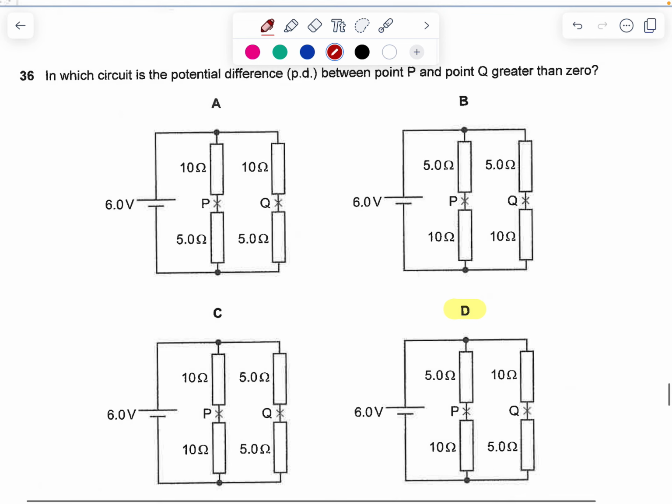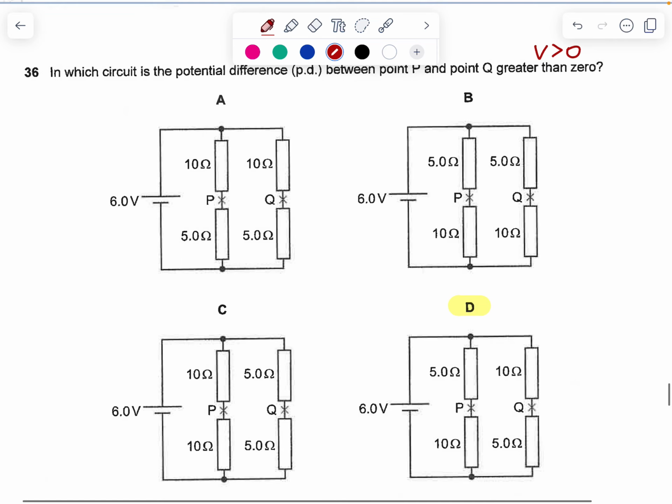Question 36. In which circuit is the potential difference V greater than 0? So in this question, similarly, you can assume the voltage. The EMF is 6 volts for all of them. For this, it should be 4 volts, and here will be 2 volts. Because they are in parallel, this resistor is twice of this, so the PD should be twice. Using this principle, you can add all the other values in.